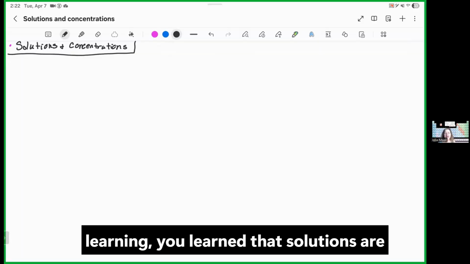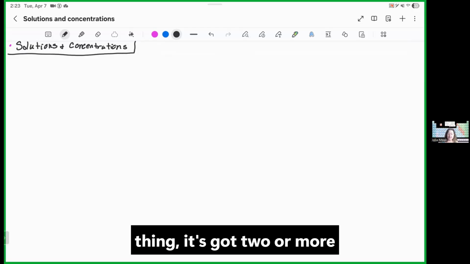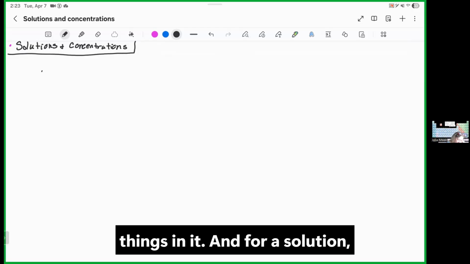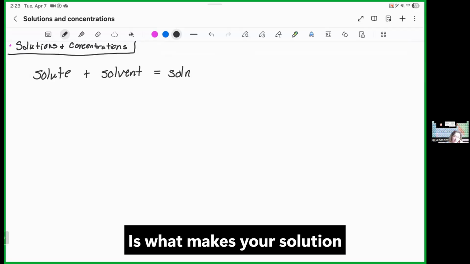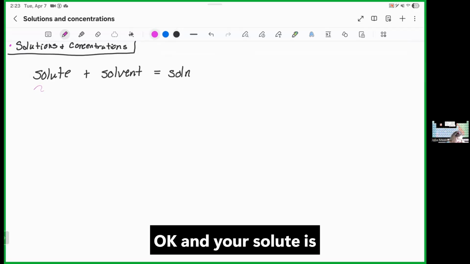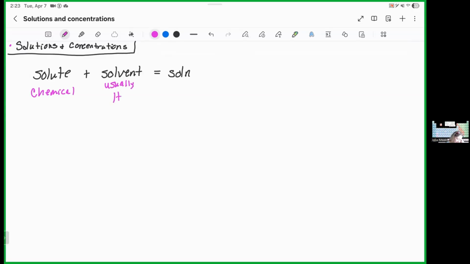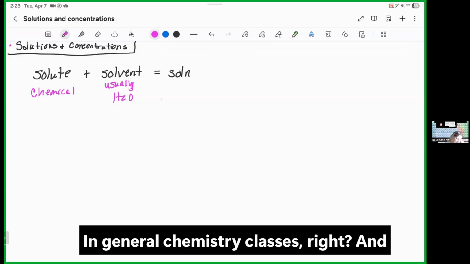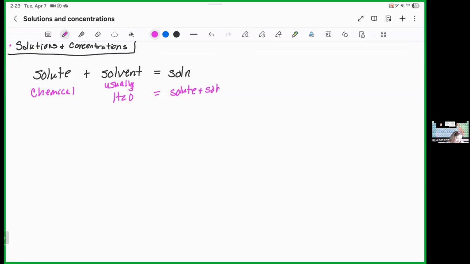So way early on in your chemistry learning, you learned that solutions are mixtures, right? It's got more than one thing in it. It's got two or more things in it. And for a solution, we have a solute plus a solvent is what makes your solution. Okay, and your solute is the chemical that is mentioned. The solvent is usually water in general chemistry classes, right? And so your solution is your solute and your solvent.